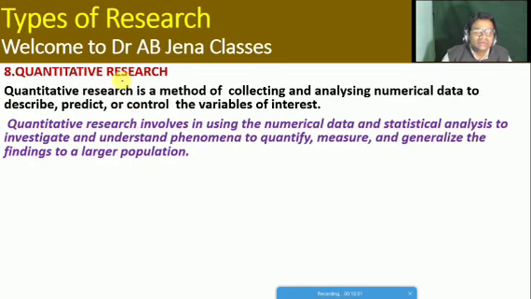So the next type of research, friends, is quantitative. When we are talking about quantitative, it is denoted as number. So quantitative research is a method of collecting and analyzing numerical data to describe, predict, or control the variables of interest. Here quantitative research involves using numerical data and statistical analysis to investigate and understand phenomena, to quantify, measure, and generalize the findings to a larger population.